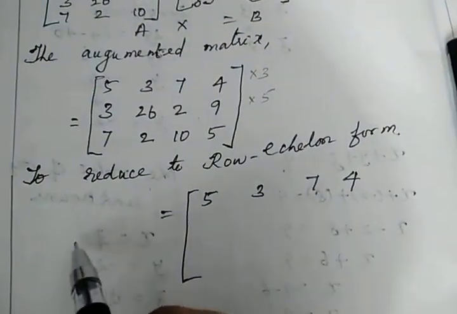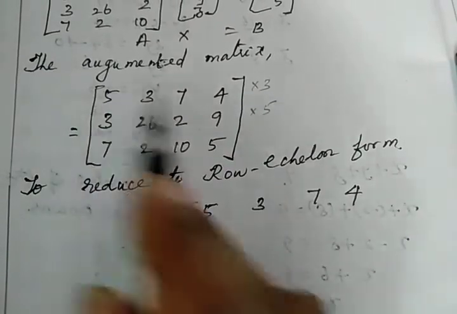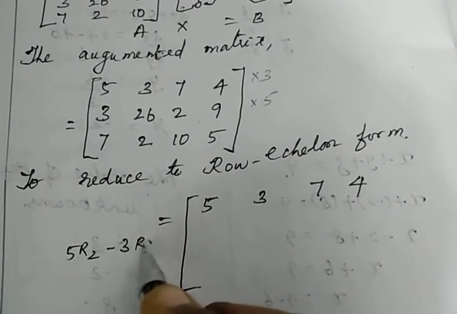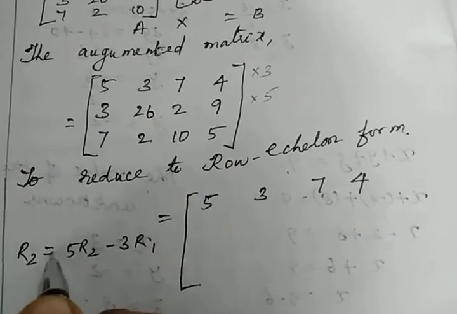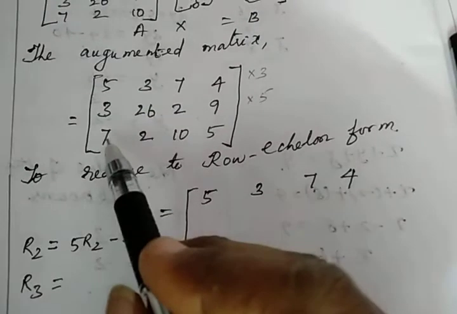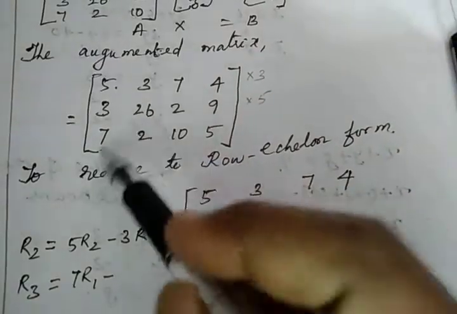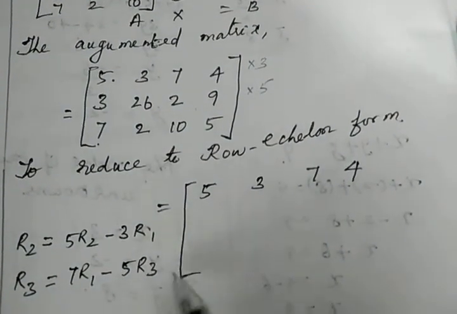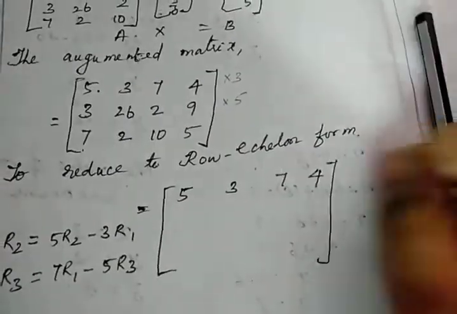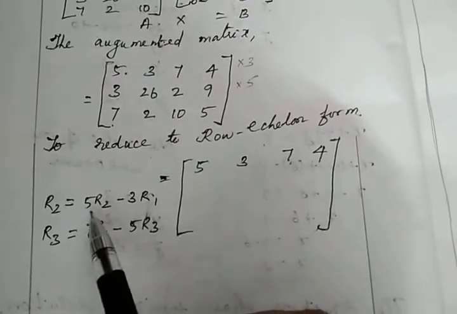Just remember the elimination method we have learnt in 10th standard. So row 2 becomes 5 into row 2 minus 3 into row 1, which will give you the new row 2. Now the new row 3 will be 7 into row 1 minus 5 into row 3, which will give you the new row 3. Okay, so a small rough column can be created here. Now doing the second step.